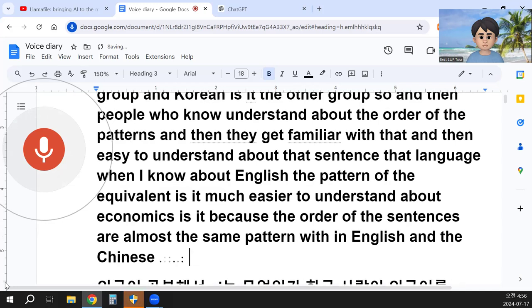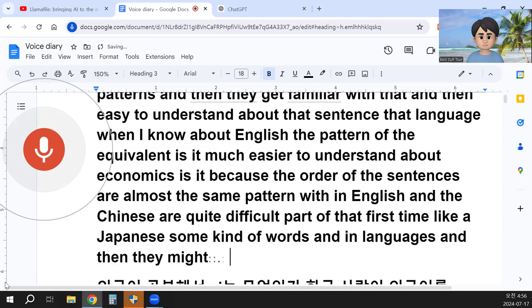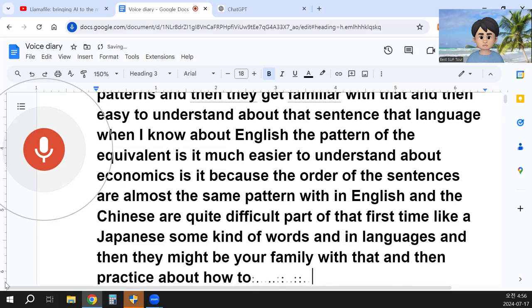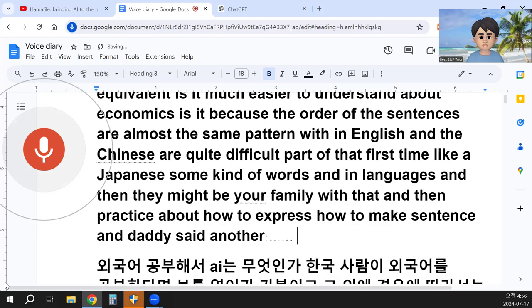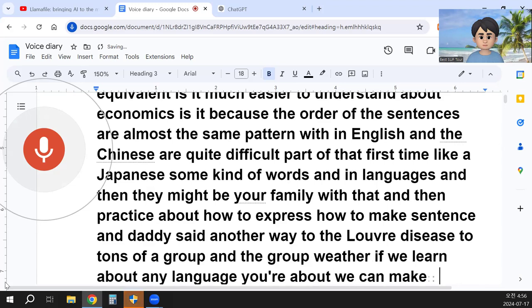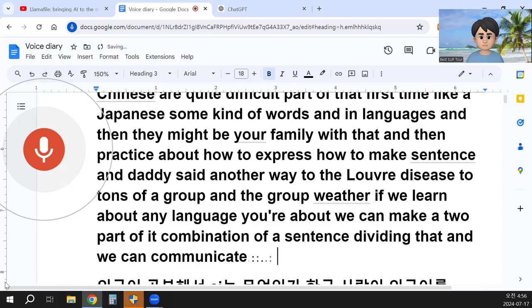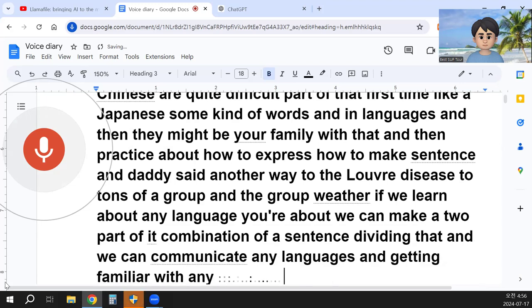Korean is quite difficult. As a learner who learns Korean for the first time, like with Japanese, some words and languages are tricky, and then they might get familiar with it and practice how to express and make sentences. That is another way to see the rule. If we learn any language, we can divide a sentence into two parts or a combination, and by dividing that, we can get familiar with any language. Okay, so I'll finish it here.